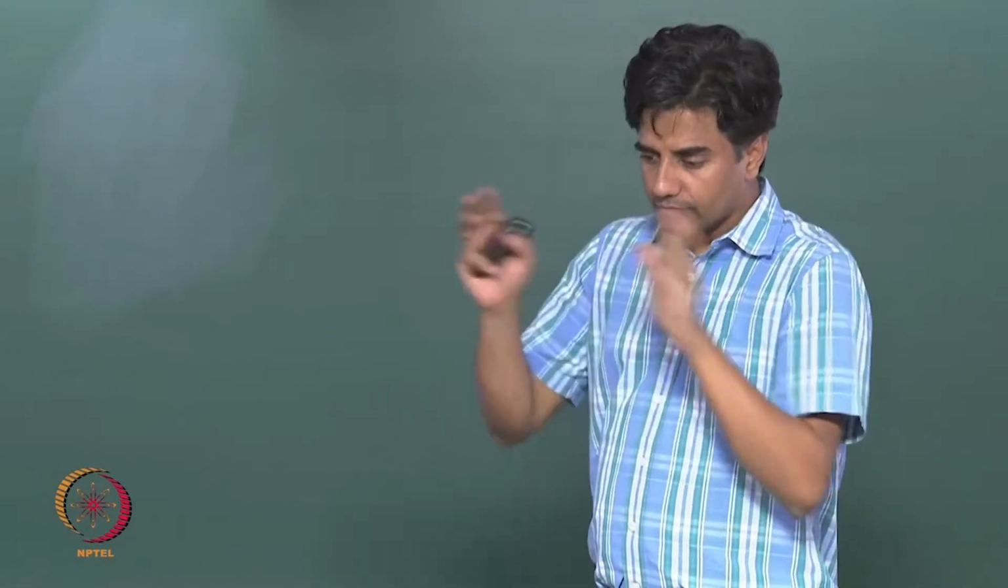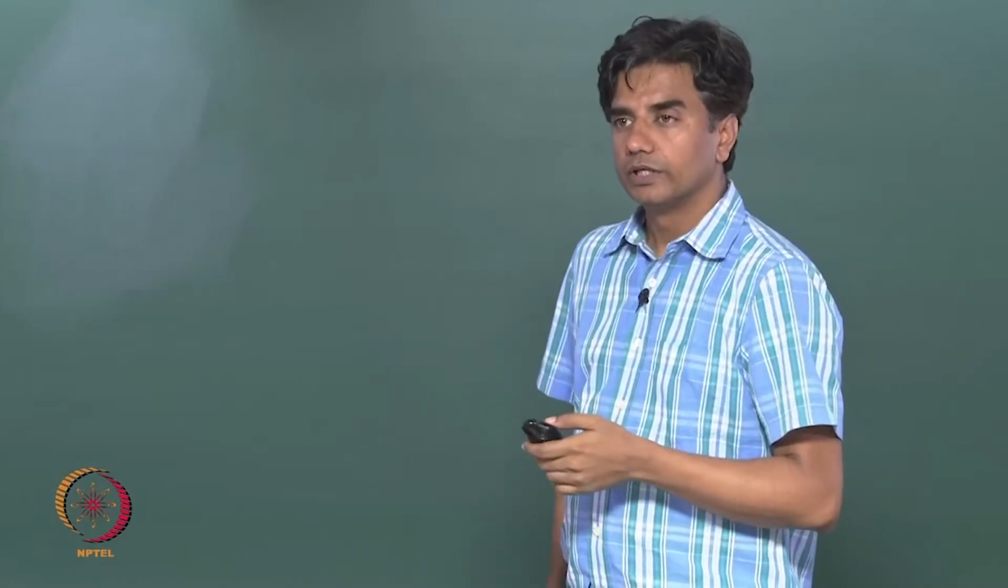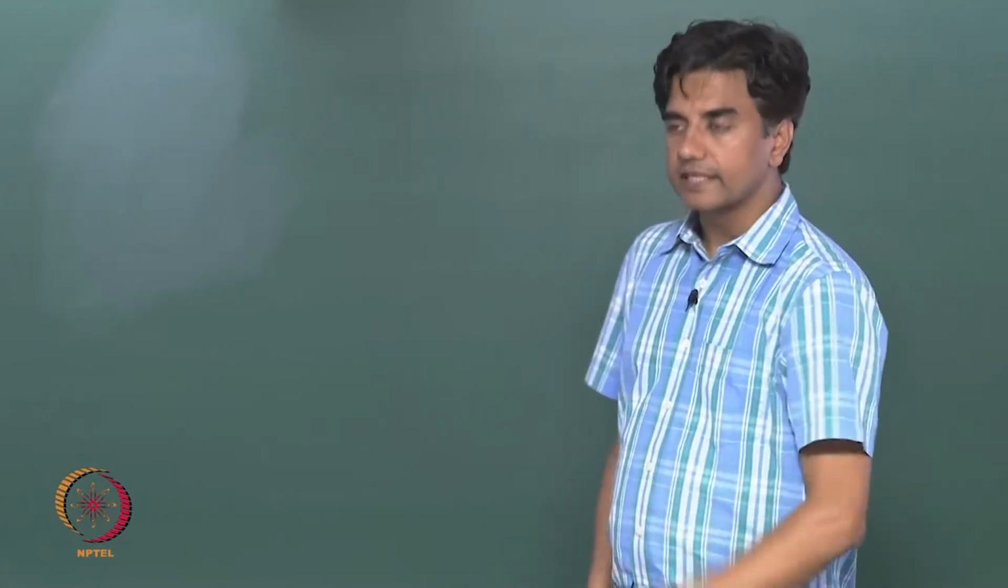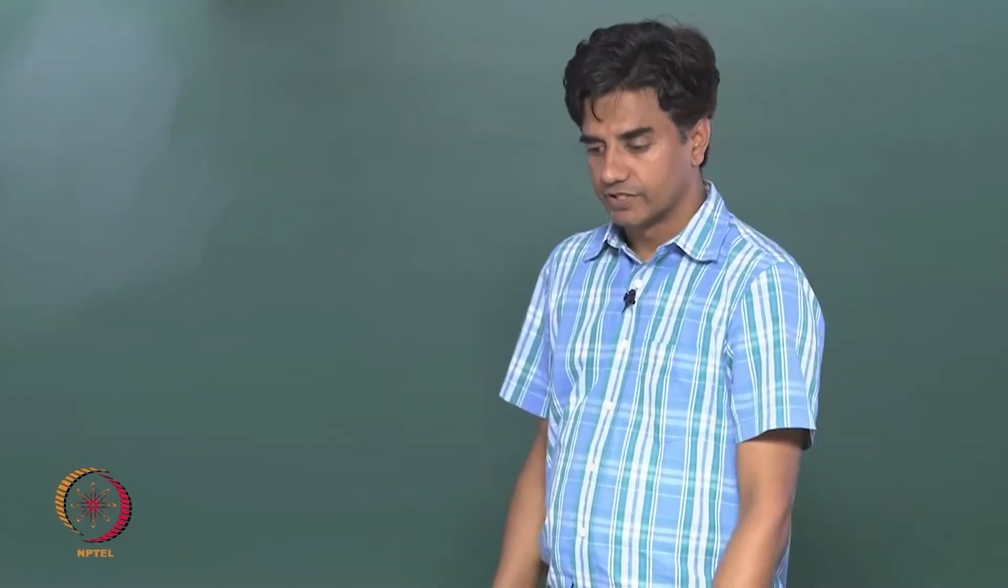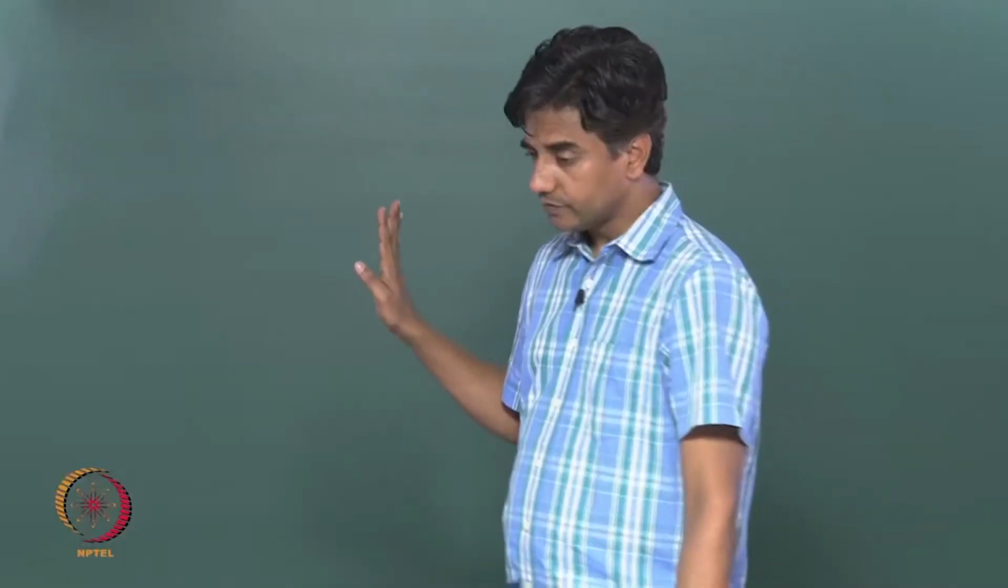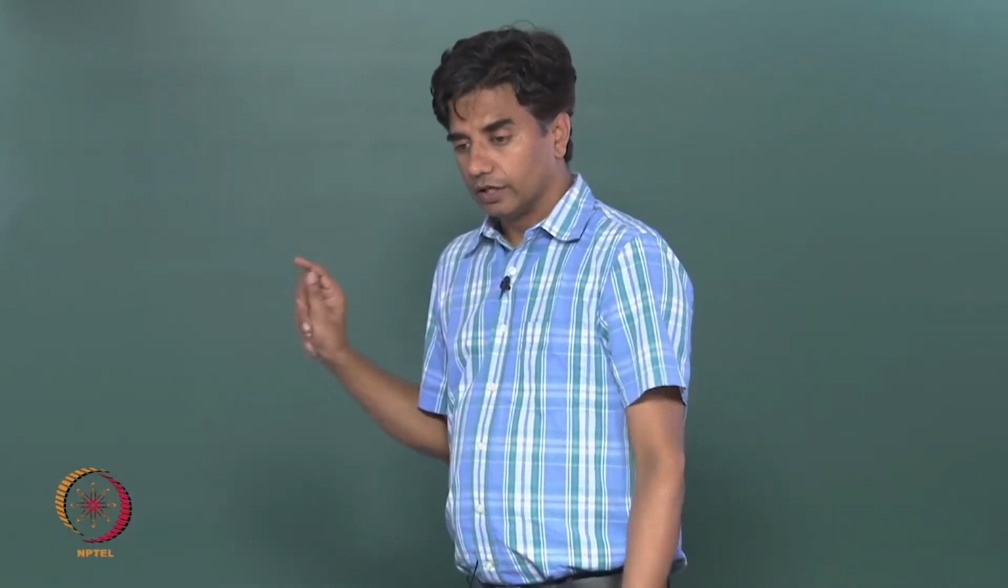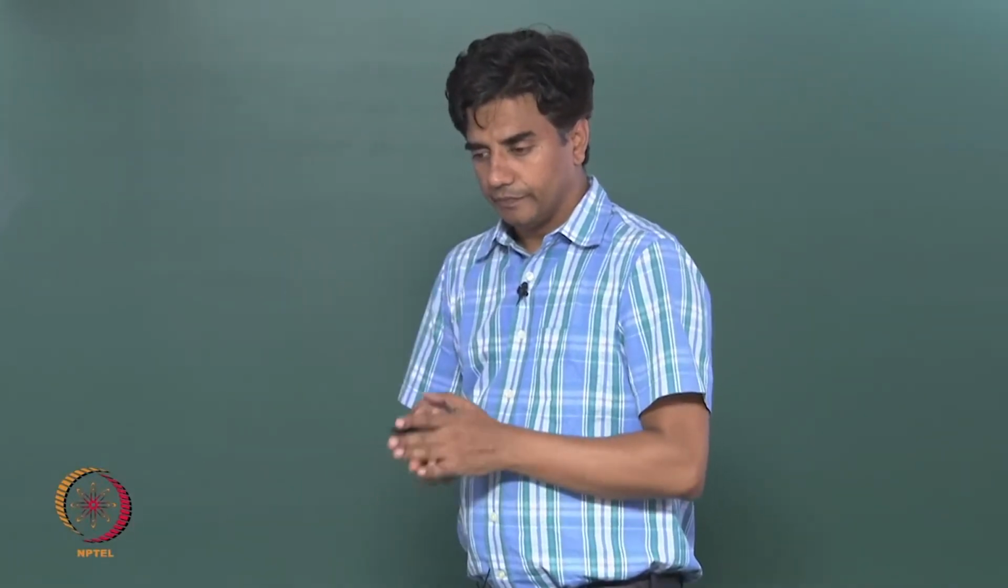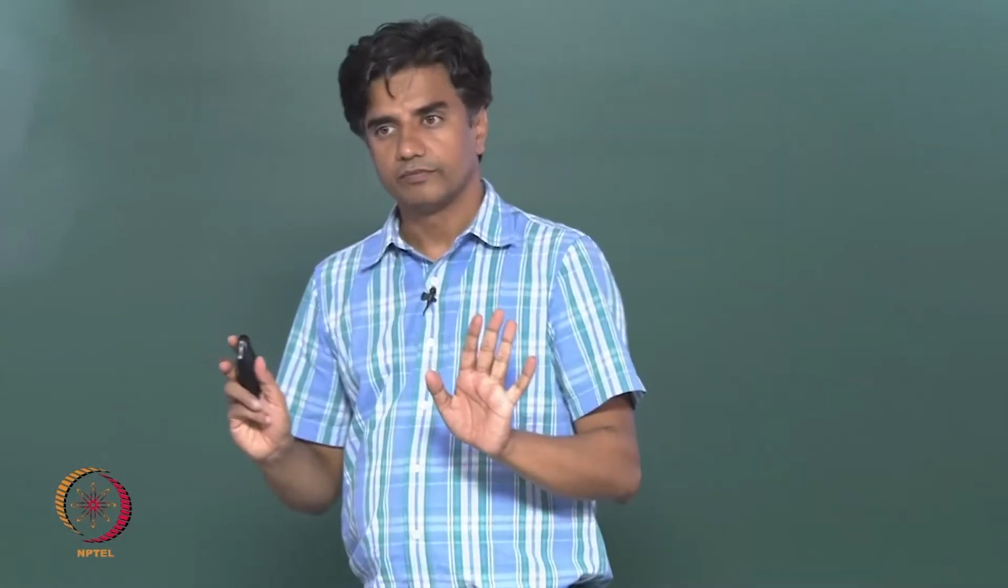And from everything that we know, a simple sentence like this, John likes pizza in the evening. This is the structure, and this is a grammatical sentence, and we know how this sentence works by now. Do we? That okay so far?